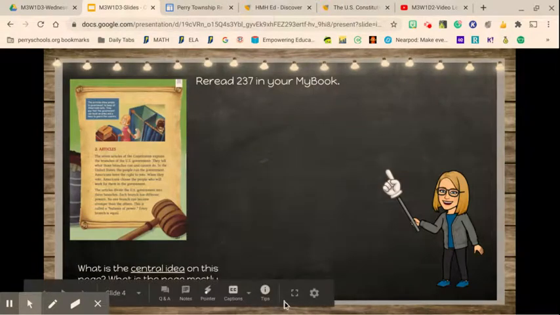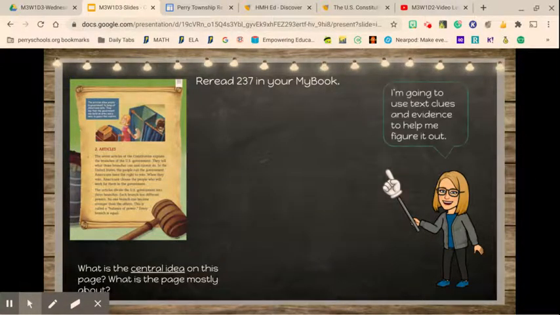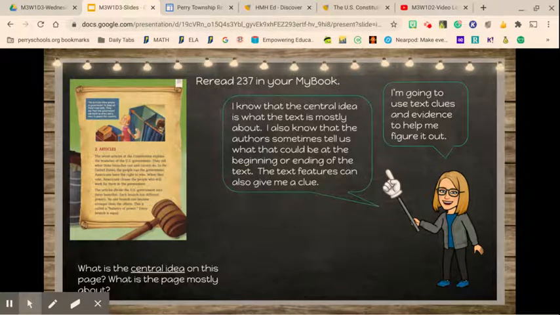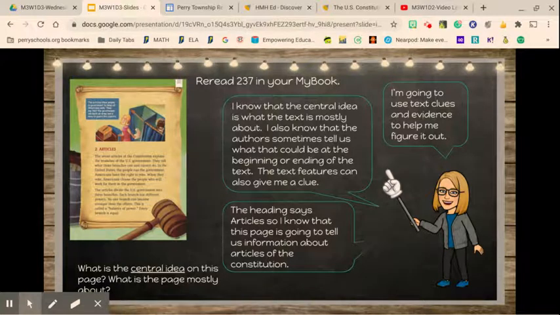So I'm looking for the central idea, and some of the things that I can do to help me find the central idea is to use text clues and evidence to help me figure it out. The first one, I know that the central idea is what the text is mostly about. I also know that authors sometimes tell us what that could be at the beginning or at the ending of the text. And text features can also give me a clue. So the heading says Articles. So I know that this page is going to tell us information about the articles of the Constitution.